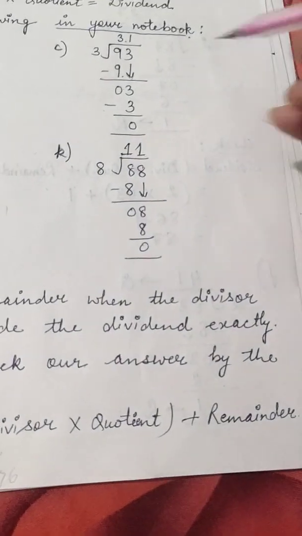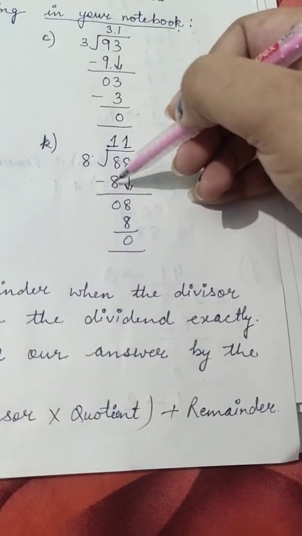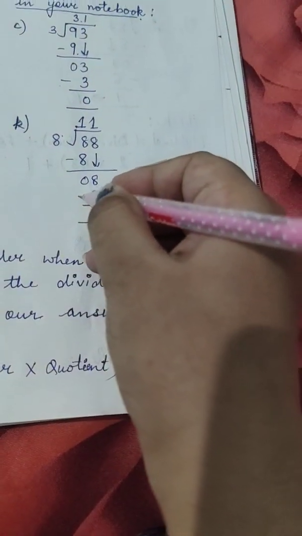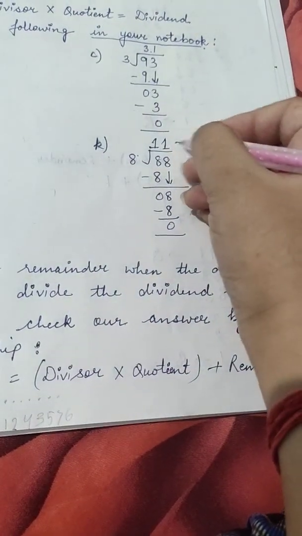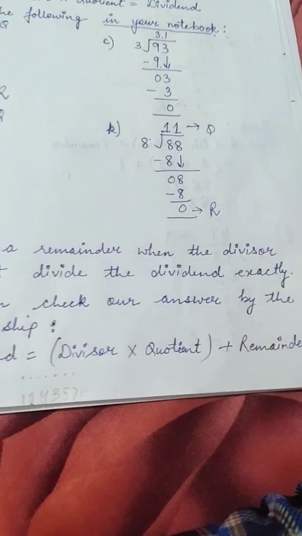K part, 88 divided by 8. 8 1s are 8. 8 minus 8 is 0. Then we have to consider the other 8. 8 minus 8 is 0. So this is your quotient and this is your remainder.